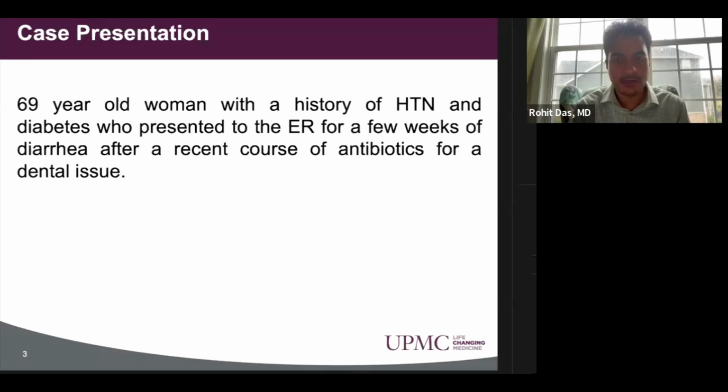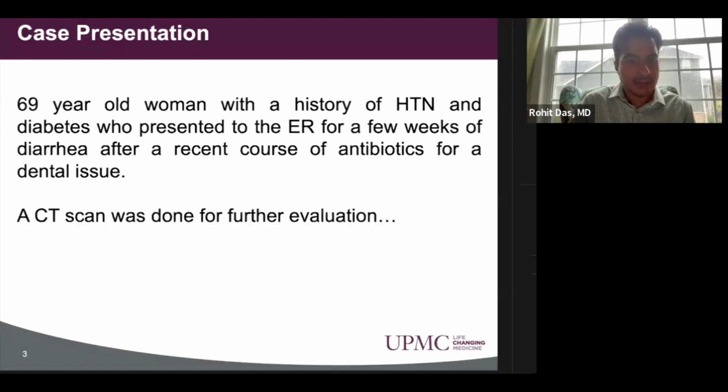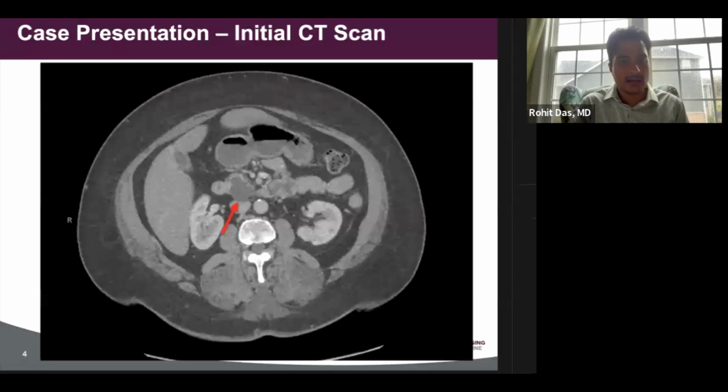history of hypertension and diabetes, who presented to our local ER with a few weeks of diarrhea after a recent course of antibiotics for a dental issue. Ultimately, she was found to have Clostridium difficile and received a course of vancomycin and felt better. But she did have a CT scan done as part of her evaluation. This is a static slice from that CT image. As you can see, as delineated by that red arrow, she had an approximately 3 centimeter cyst that was found in the head uncinate area of the pancreas.